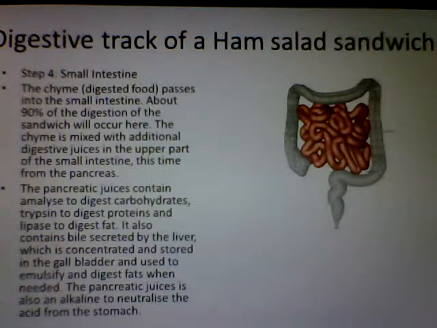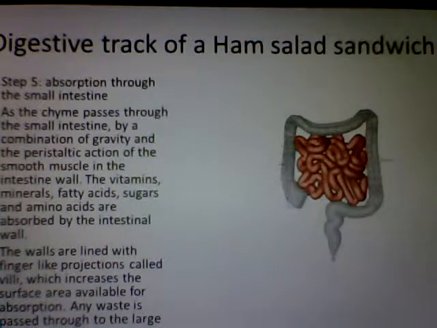It also contains bile secreted by the liver, which is concentrated and stored in the gallbladder and is used to emulsify and digest fats when needed. The pancreatic juices are also alkaline to neutralize the acid from the stomach.